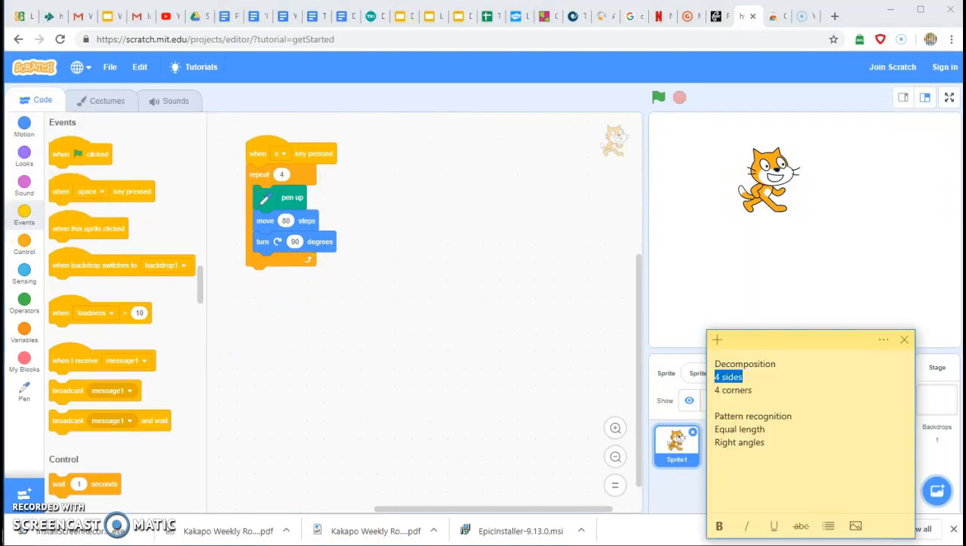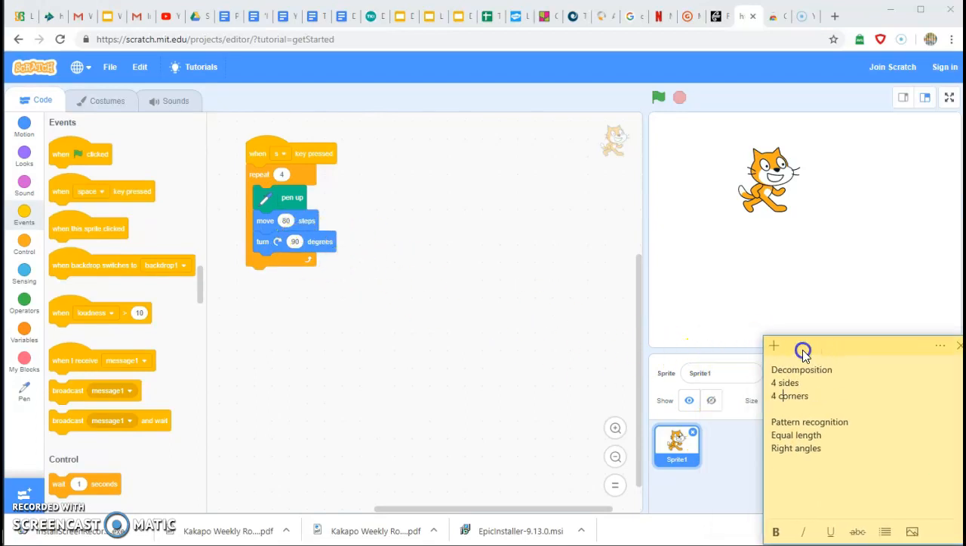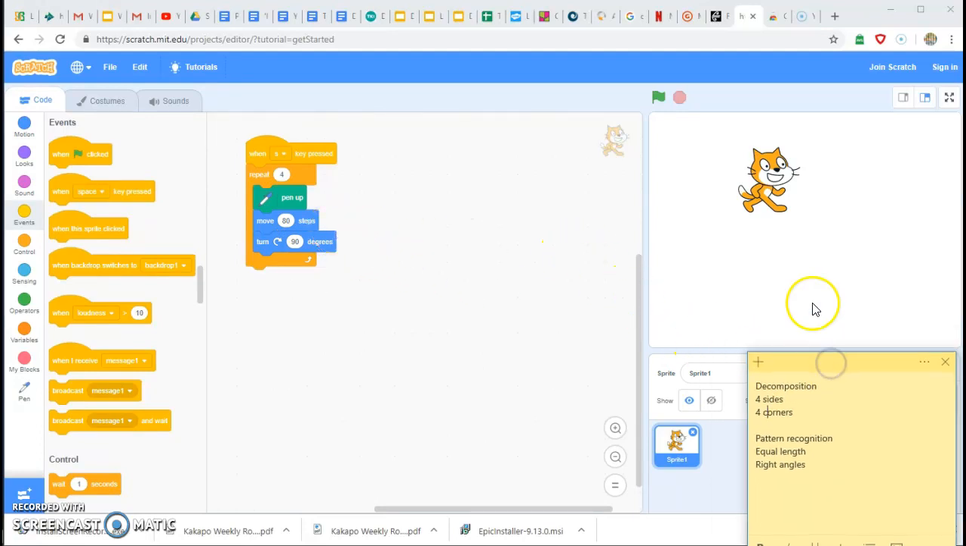So let's just quickly jump back. I've got my 4 sides. I should have my 4 corners with the 90 degrees. They should be equal length because the exact same steps of 80 steps is repeated. And we have 4 right angles because they're 90 degree turns. So let's see if it's correct. I'm going to press S. Now, I pressed S and nothing happened.